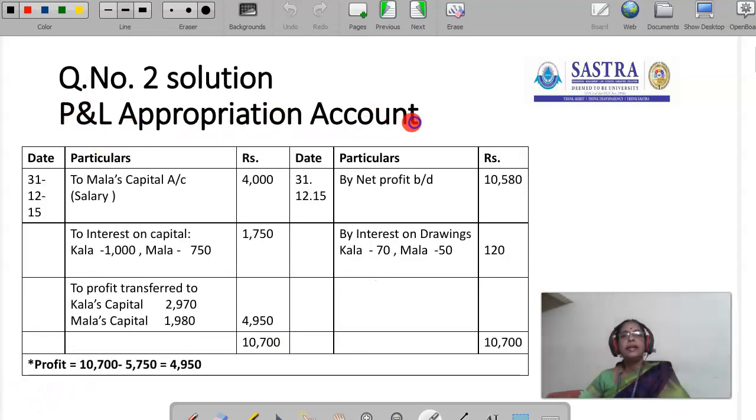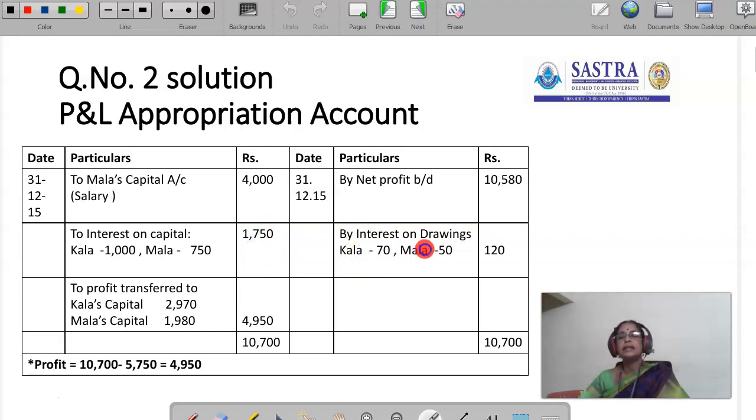First, let's prepare the P&L appropriation account. By net profit brought down before adjustment is 10,580. Then salary to Mala is 4,000 per annum, so that should be debited because it is an expense for the firm. Then interest on capital: Kala's contribution is 20,000, 20,000 into 5% is 1,000. Mala's contribution is 15,000, 15,000 into 5% is 750. So the total interest on capital is 1,750.